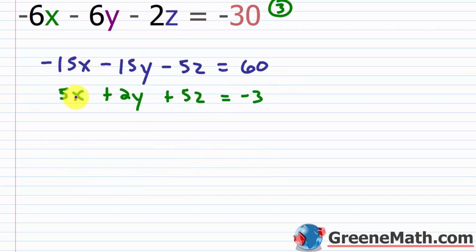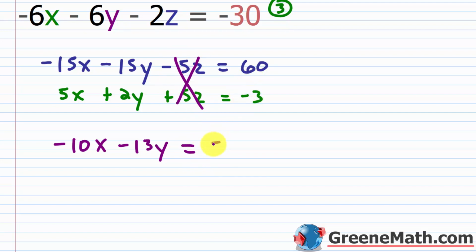So negative 15x plus 5x is negative 10x. And then negative 15y plus 2y is minus 13y. And then negative 5z plus 5z, that's going to cancel. And this equals 60 minus 3, which is going to be 57. So let's call this equation 4.